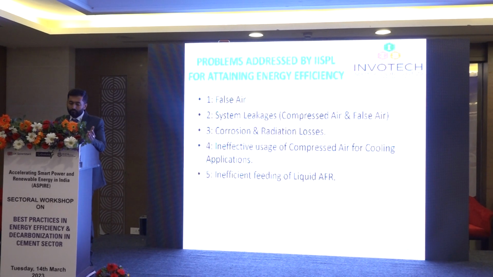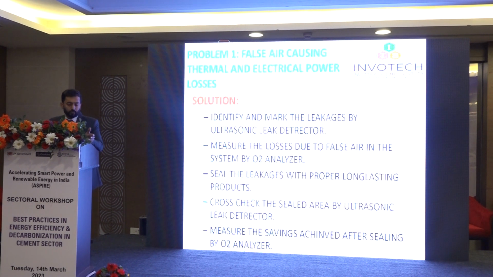So we are addressing five problems: false air, system utility leakages by compressed air, corrosion and radiation losses, ineffective usage of compressed air in spot cooling applications, and inefficient feeding of liquid AFR. First comes false air. False air is a lot of trouble, causing thermal and electrical losses. So how can we solve it?